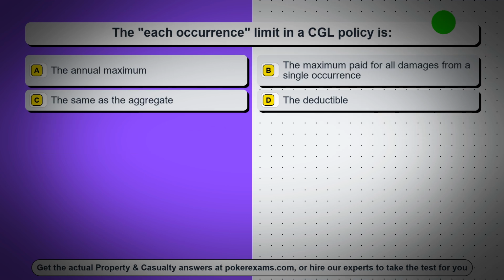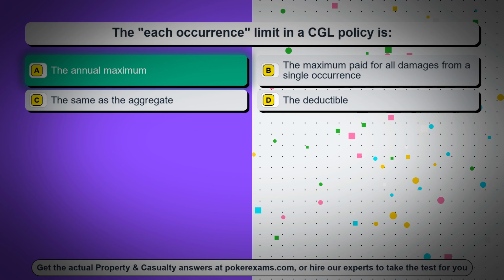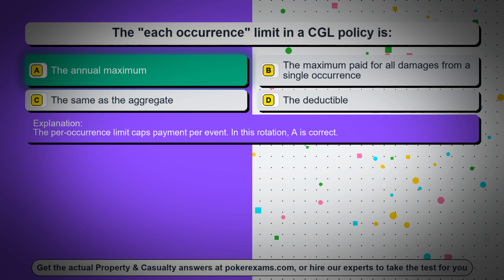Question 100. The each occurrence limit in a CGL policy is: Option A, the annual maximum. Option B, the maximum paid for all damages from a single occurrence. Option C, the same as the aggregate. Option D, the deductible. The correct answer is option A, the annual maximum. The per occurrence limit caps payment per event. In this rotation, A is correct.